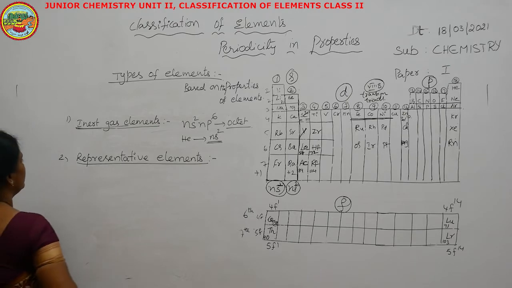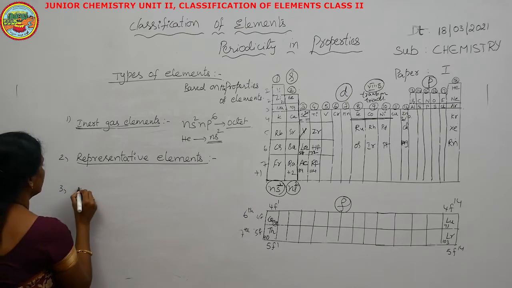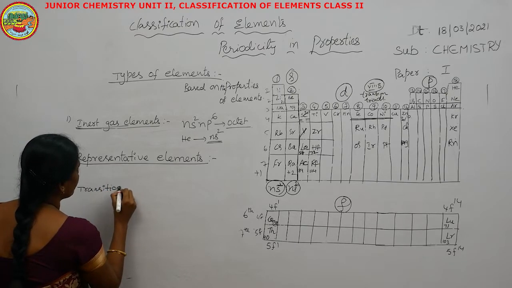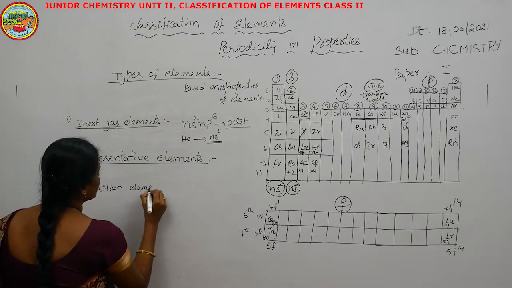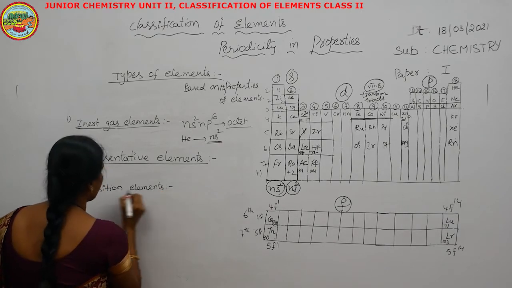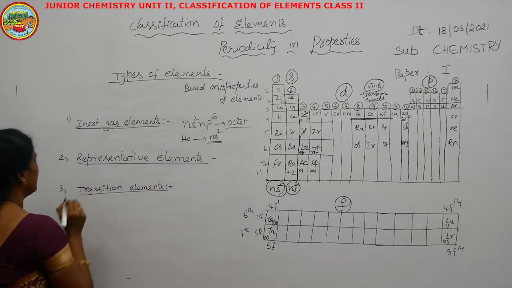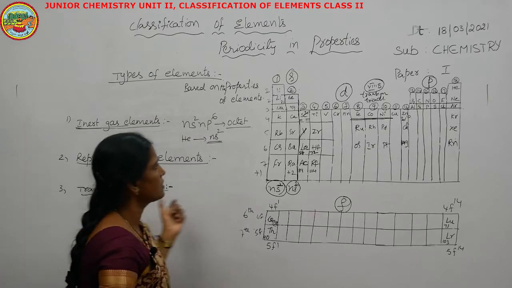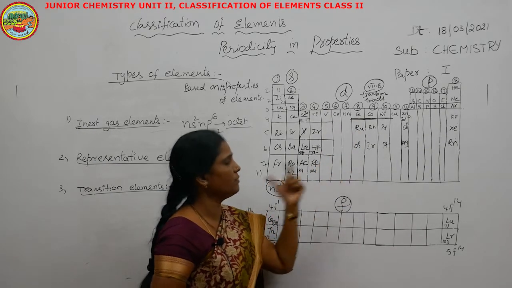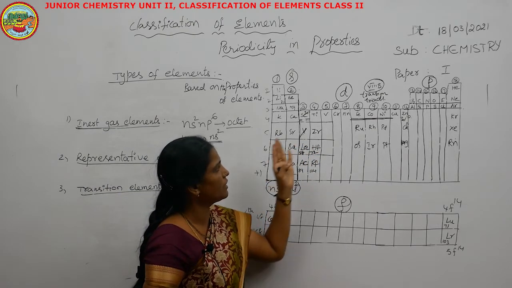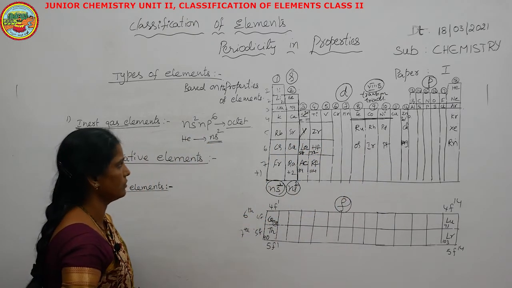Next, coming to transition elements. Transition elements means they are placed in d block. That means these are placed in between s block and p block.